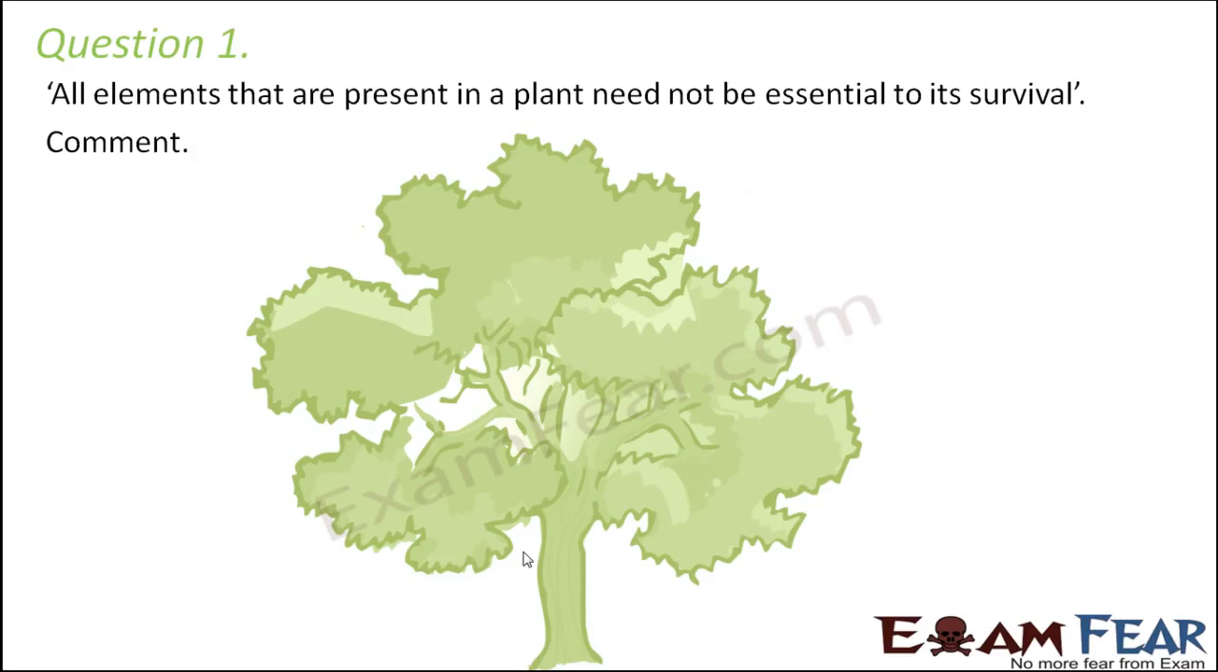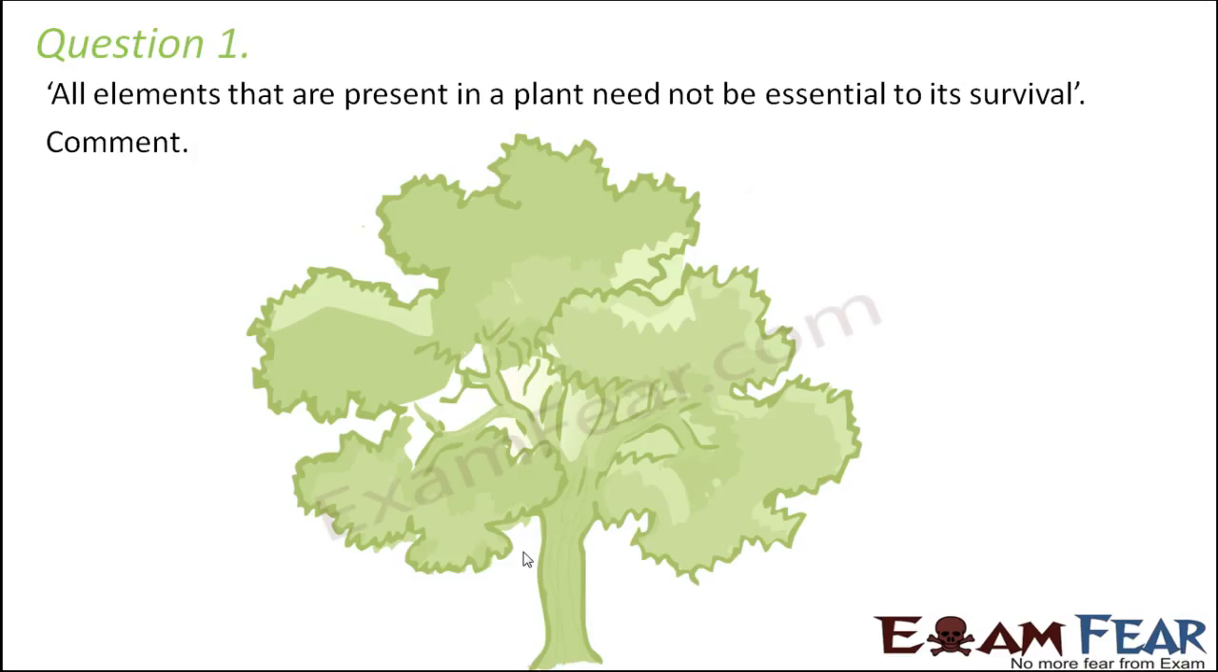Comment. Well, this statement is absolutely true. A plant might have a lot of minerals in itself, but not all of them are required, because that is why I differentiated mineral elements into two types, essential and non-essential. Essential are those which are extremely necessary. Non-essential are those which are present in small amounts. If they are present, it's fine. Even if they are not present, it's fine.